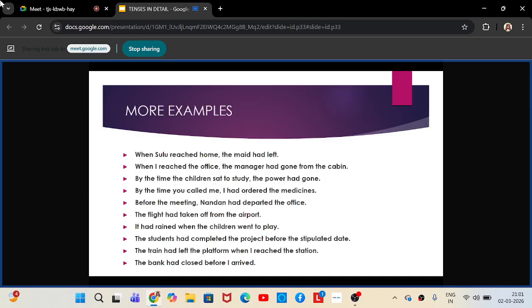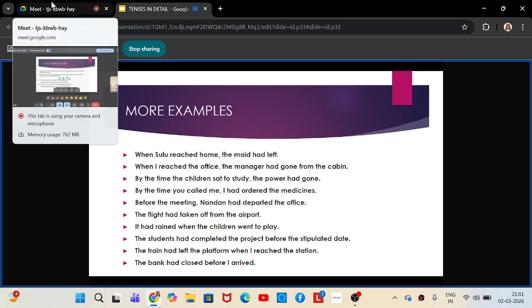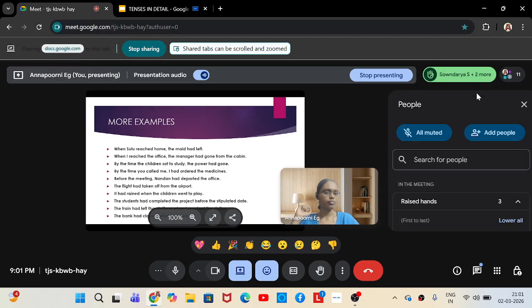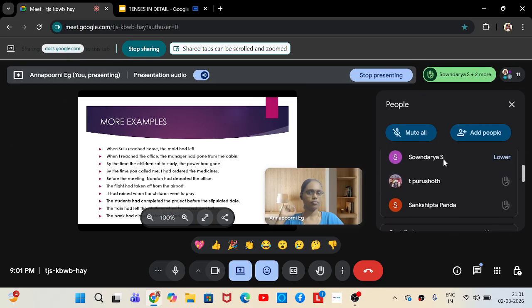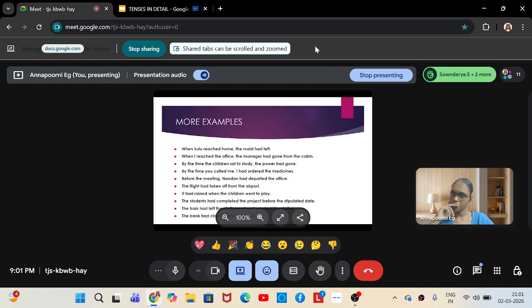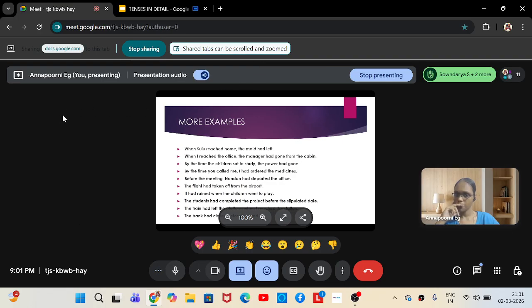Maybe we can read the examples and wind up. Soundarya can read the first five. When Sulu reached home, the maid had left. When I reached the office, the manager had gone from the cabin. By the time the children sat to study, the power had gone. By the time you called me, I had ordered the medicines. Before the meeting, Nandan had departed the office.